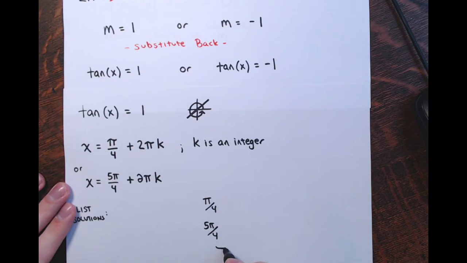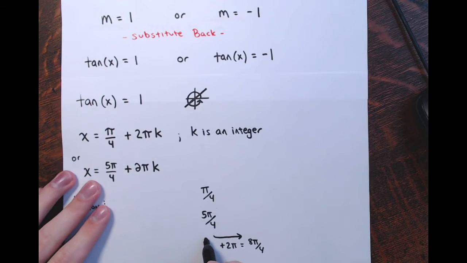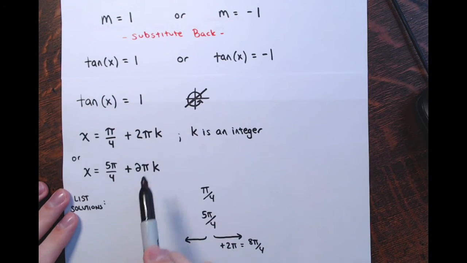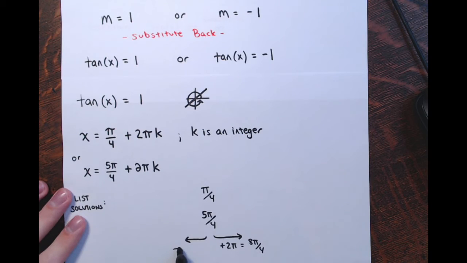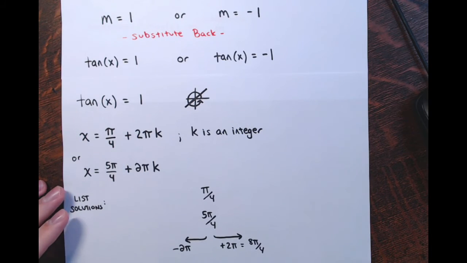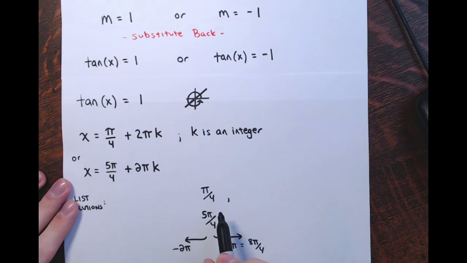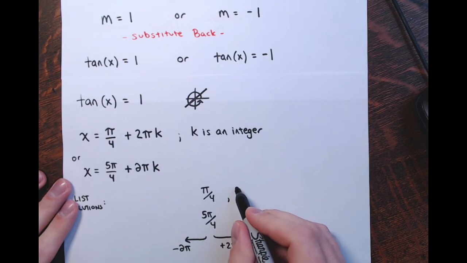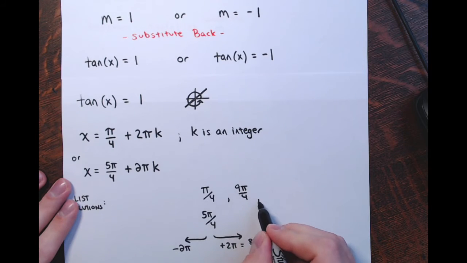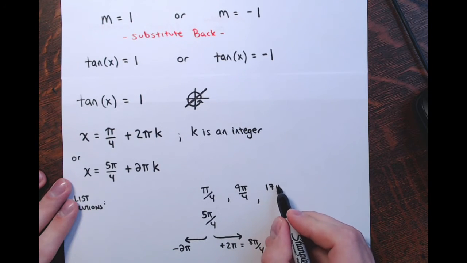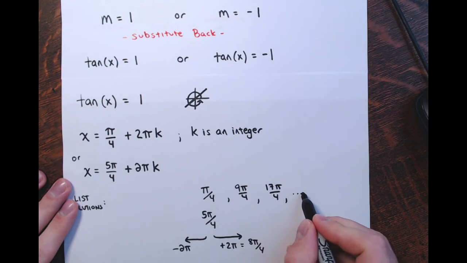Going in this direction, every time I increase k by 1, I would just be adding 2 pi, which is the same as 8 pi over 4, if I'm getting a common denominator. And if I decrease k by 1, I'm just subtracting 2 pi, or 8 pi over 4. So on the top one, this solution pi over 4, if I keep adding 2 pi, I get 9 pi over 4 as another solution. 17 pi over 4 would be another solution, and so on.